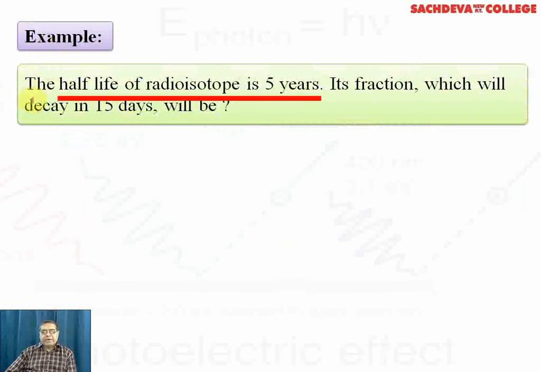The half-life of a radioactive isotope is 5 years. When we speak of half-life, in the first half-life the amount reduces to half. So we find that in the first half-life, that is in 5 years, if the radioactive isotope has amount m naught or m, it will be reduced to half in 5 years. Its fraction which will decay in 15 days: either convert 5 years into days or convert 15 days into years, and then start solving the question. The units must be in sequence.